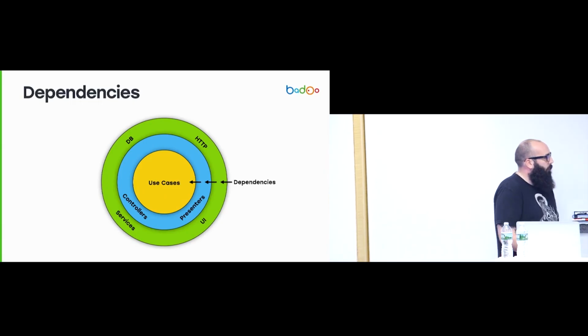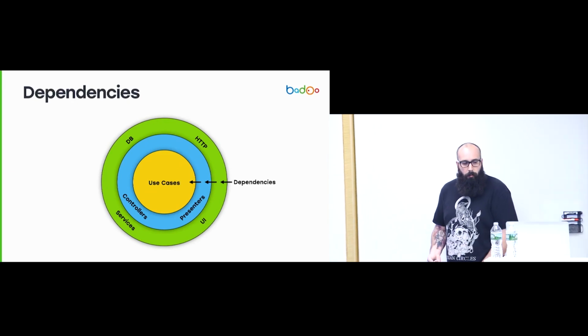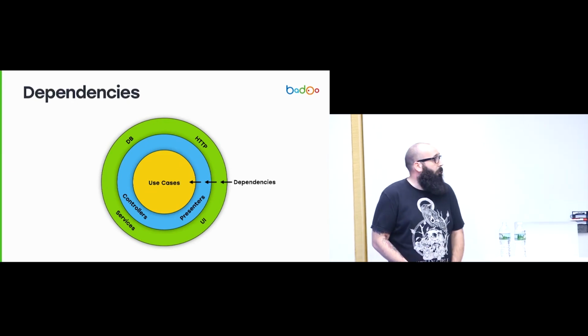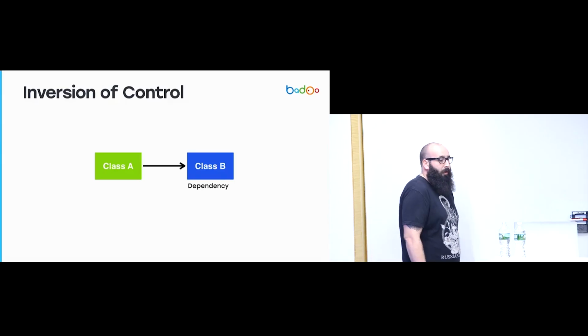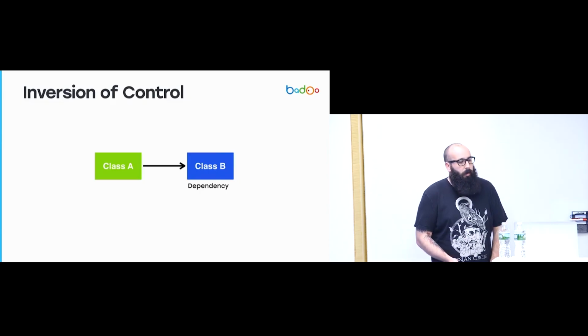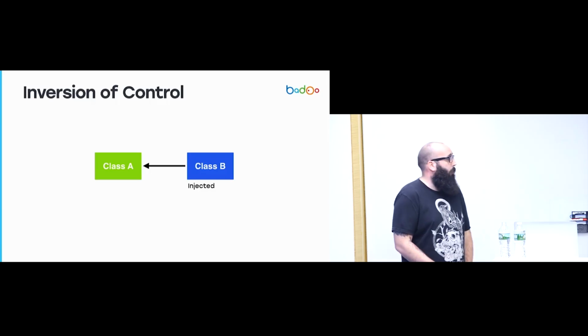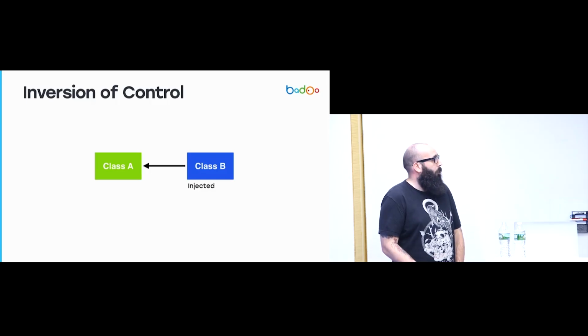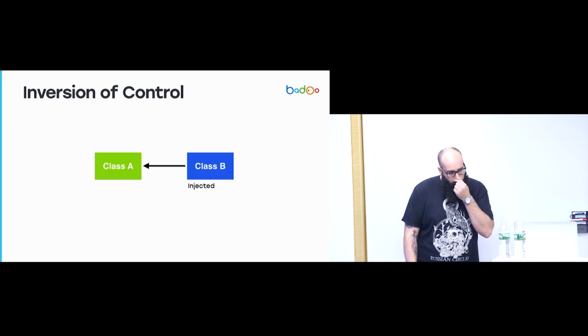However, if the use case can't depend on the outer layers, how can the use case actually send a message? This is done by something called inversion of control, which I'm sure many of you have heard of. If you haven't, classically, you'd have something like this, where class A depends on class B. Inversion of control reverses this. So class A would probably define an interface, class B would be an implementation of that interface, and it would be injected into class A.